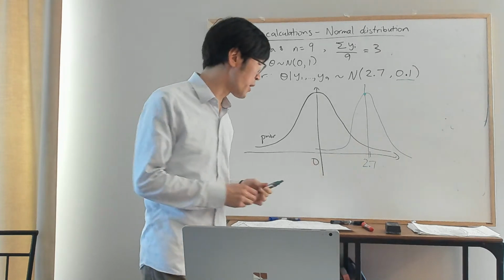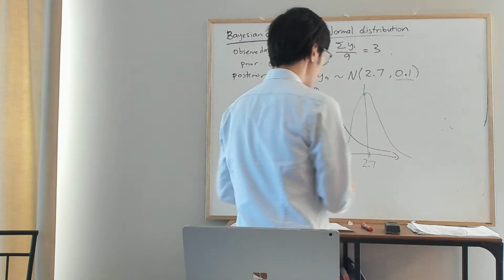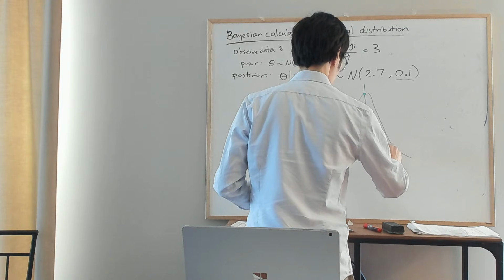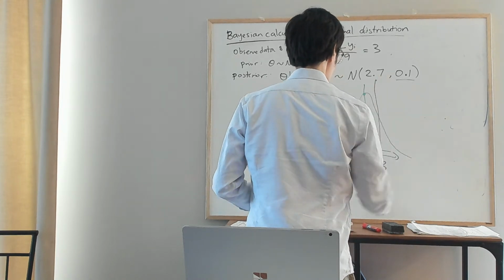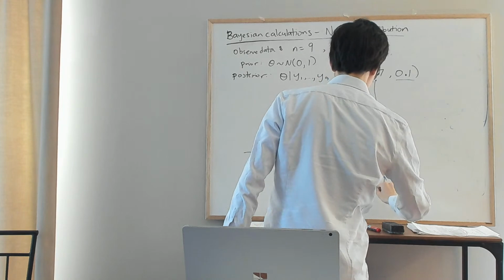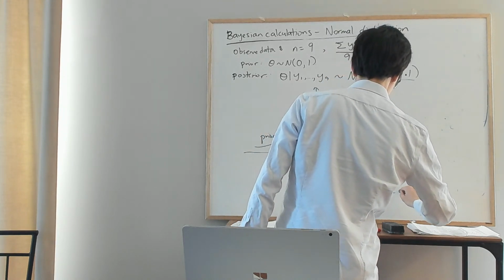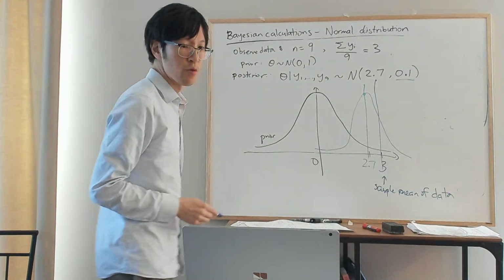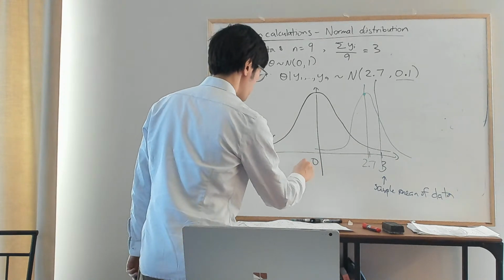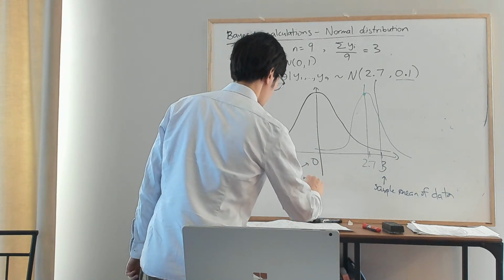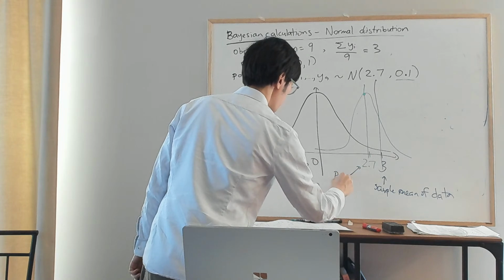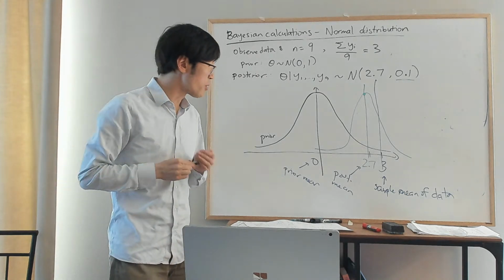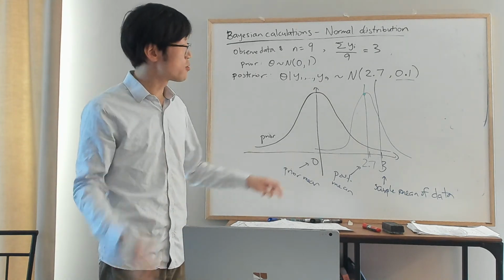2.7. Let's add another line. If you were to trust simply the data, then you would have 3, which is the sample mean of the data. 0 is the prior mean, and 2.7 is your posterior mean. That gives you a visual of how the posterior distribution looks after carrying out the calculation.